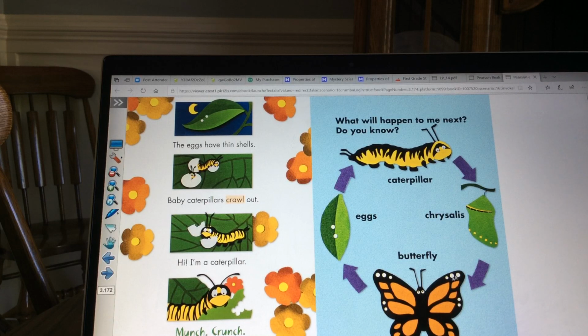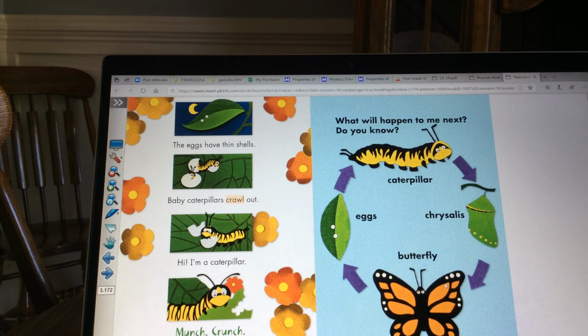This whole page is an example of a diagram, and it also gives me some labels of the steps of the life cycle of a butterfly, and a butterfly turning into a caterpillar. That is called metamorphosis. And actually, when it changes into something completely different, we call that a complete metamorphosis. So when we read baby caterpillars crawl out, what can we guess about the meaning of crawl? Well, we already looked at the meaning of crawl.